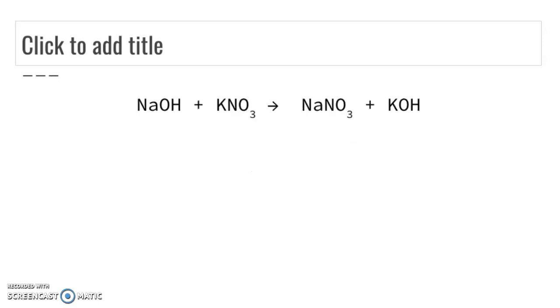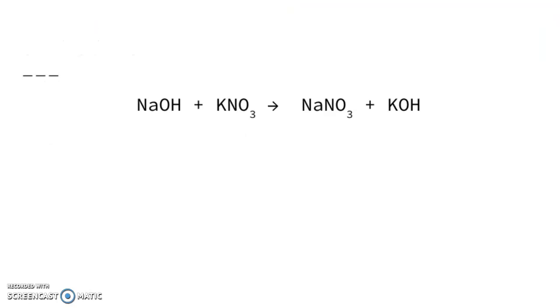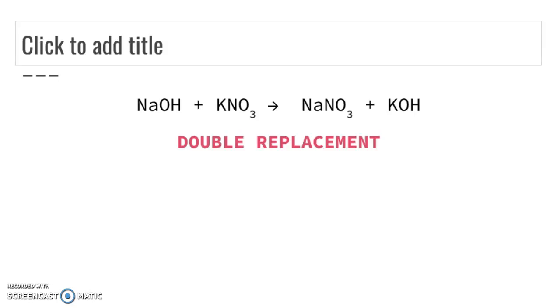Okay. So, wow, that's really annoying. I didn't realize I still had all of those. Anyways. Okay. So this is my first reaction. Okay. Pause it. Look at it. When you think you know what it is, let me know. But this is a double replacement, right? Because Na is switching partners, right? So Na is going with NO3, K is going with OH. So this is an example of a double replacement.